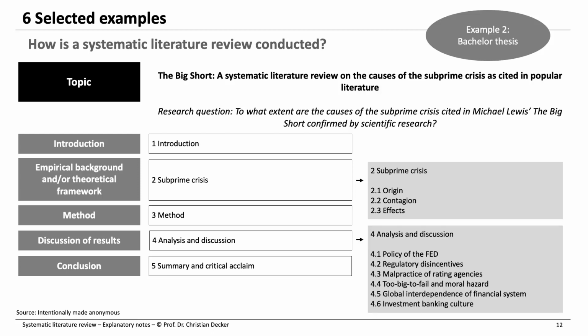The fourth chapter, Analysis and Discussion, is further broken down as follows. Subchapter 4.1, Policy of the Fed. Subchapter 4.2, Regulatory Disincentives. Subchapter 4.3, Malpractice of Rating Agencies. Subchapter 4.4, Too Big to Fail and Moral Hazard. Subchapter 4.5, Global Interdependence of Financial System. Subchapter 4.6, Investment Banking Culture.